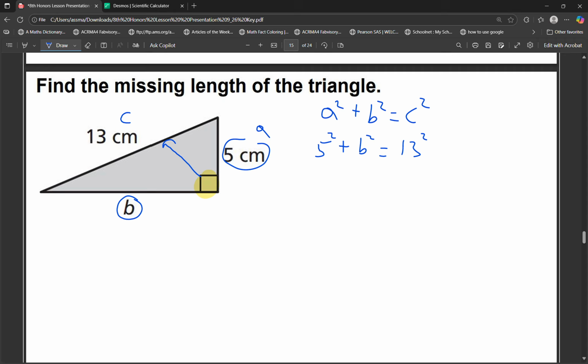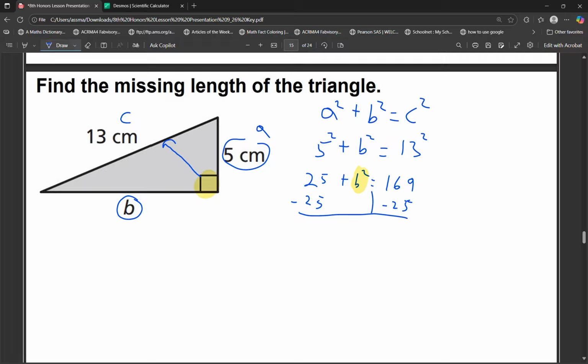So 5 squared is going to be 25 plus B squared is equal to, and then 13 squared is going to be 169. Okay, 169. All right. So notice we want to leave the variable here by itself. And like in chapter 1, what we want to do is do the inverse, right? Since we have a positive here, I'm going to go ahead and add a negative to make it a 0. And whatever I do to one side, I do to the other. So I go ahead and subtract here by 25 as well.